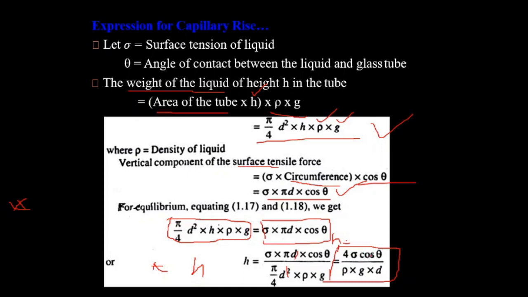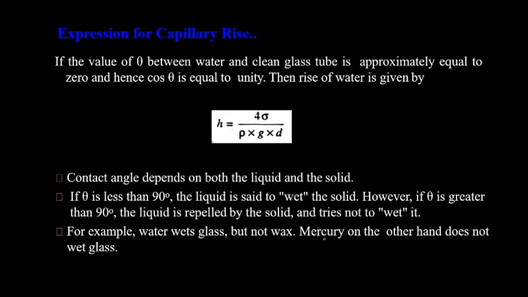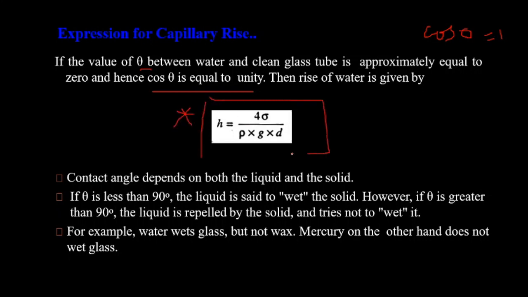So what happens if theta is 0? The value of theta between water and a clean glass tube is approximately equal to 0. When theta is 0, what is cos theta? Cos 0 is 1. Hence cos theta is equal to unity. Then the rise of water will be h is equal to 4 sigma divided by rho g d.